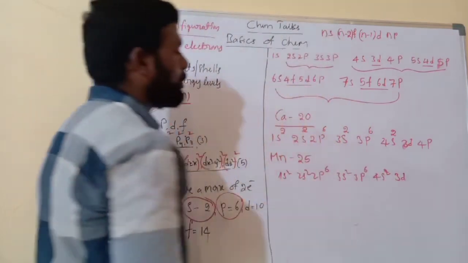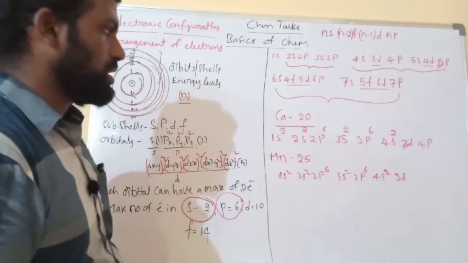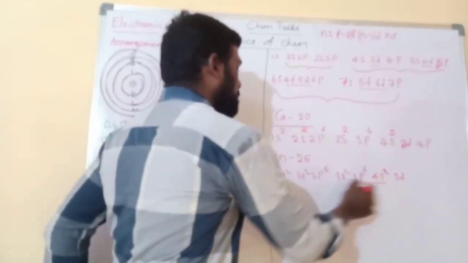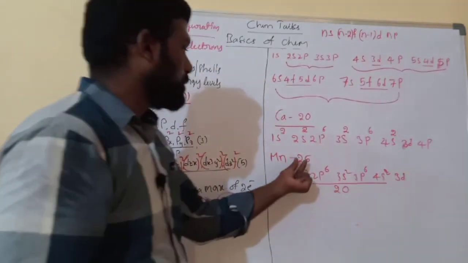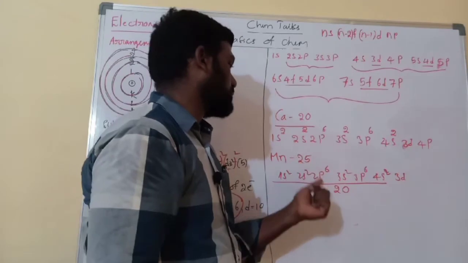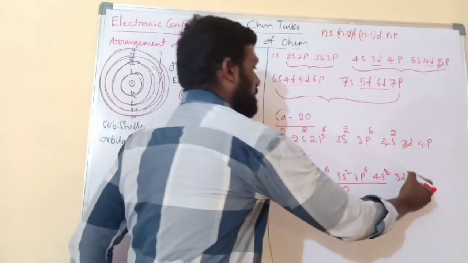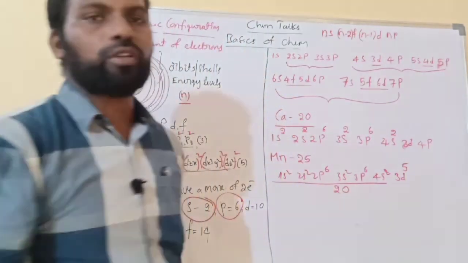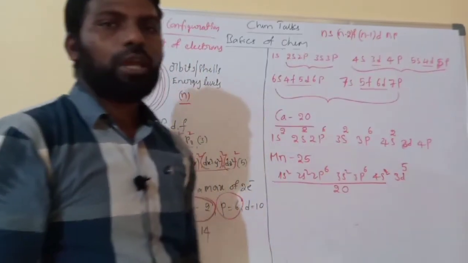D can accommodate how many electrons? D can accommodate a maximum of 10 electrons. But here how many electrons are left? Up to 4s2, total 20 electrons over. We have actually 25 electrons, means 5 more electrons left. These 5 electrons can be easily placed in d orbitals, that is 3d5. This is the electronic configuration of manganese.